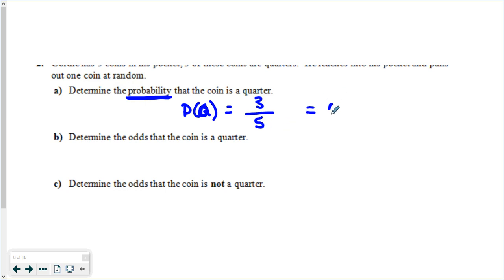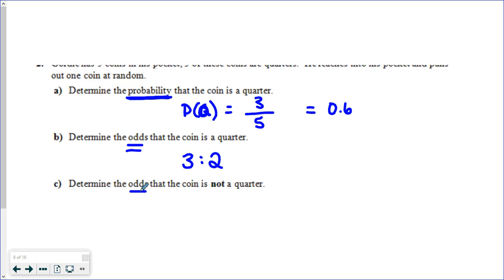Again, you can also write things as a decimal if you want. Don't write it as a percentage though, please. Determine the odds that the coin is a quarter. So again, odds, we're talking about favorable outcomes. So drawing a quarter is our favorable outcomes to our unfavorable outcomes. So there are 2 coins that are not quarters. So 3 to 2 is our odds that the coin is a quarter.